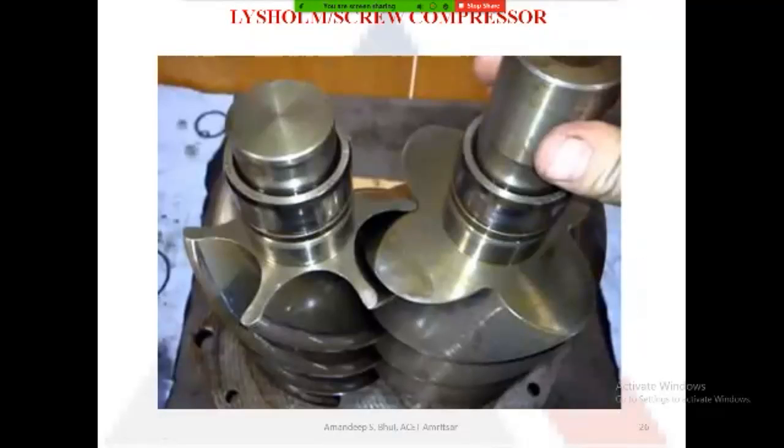Okay, so these are the actual two lobes of the screw compressor. This is the male part and this is the female part. You can see the flutes here. They completely fit inside, and because of this fitting, the reduction in volume takes place. Okay.